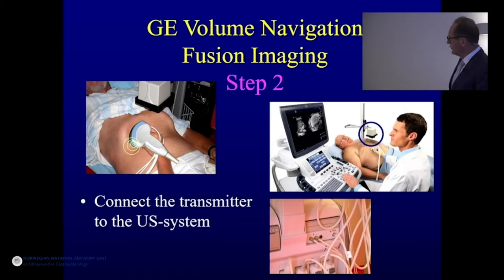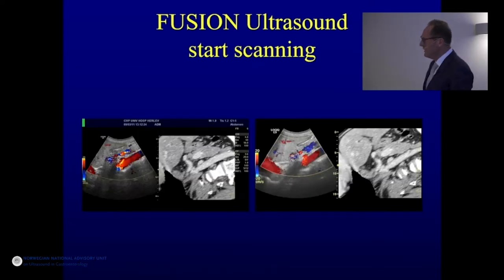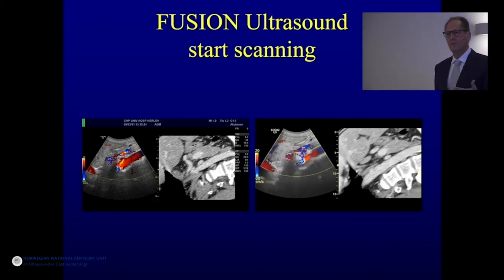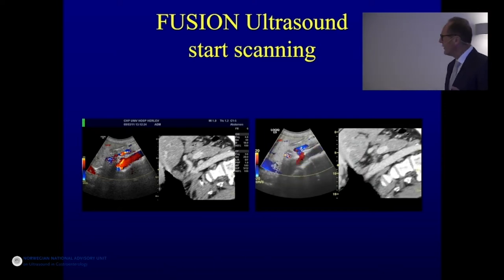Then you just have to connect the transmitter, and when you have the images up, you have to tell the computer, this is the identical plane. So here we have pancreas and pancreas, and we can all agree now we are aligned, and you can go on scanning. You can scan with real-time color Doppler, for instance, and you can see the colors are not in the CT, but you can see how the CT is following all along.